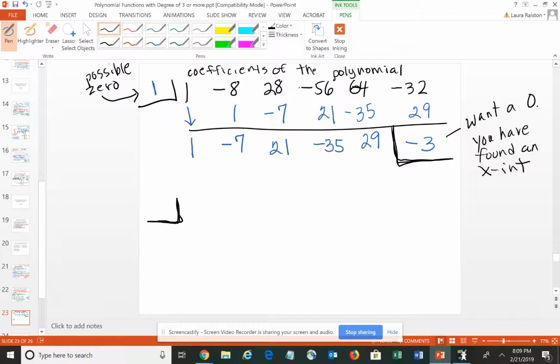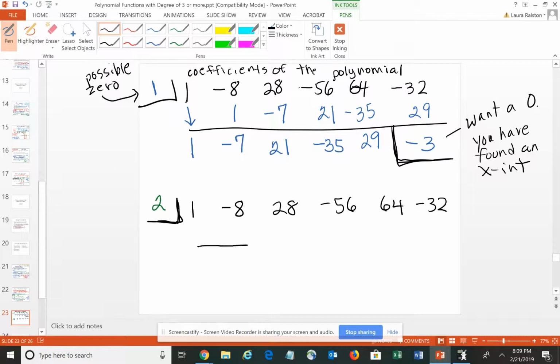Okay, so again, I put my box. I have 1, negative 8, 28, negative 56, 64, and negative 32. Negative 3, that's kind of close to 0. So the next number that I'm going to try, I'm going to try 2. Okay, 1 was close, and so I'm going to try 2.